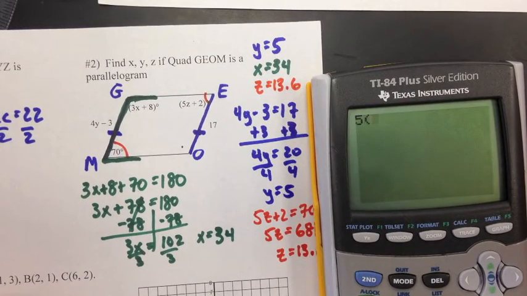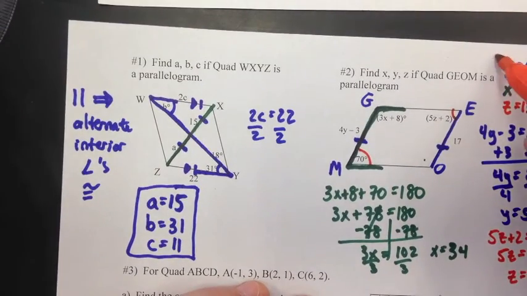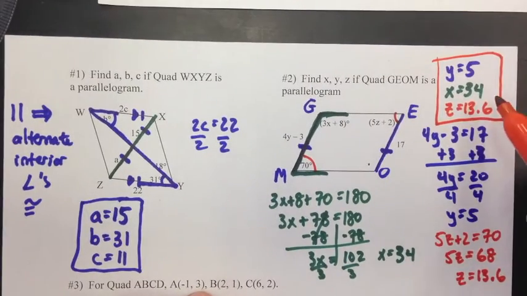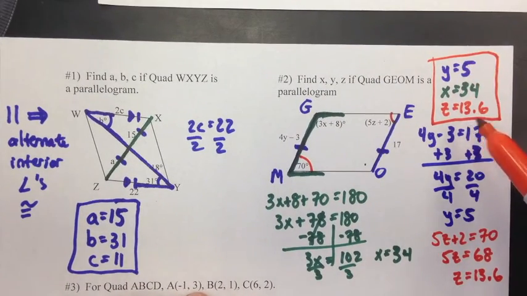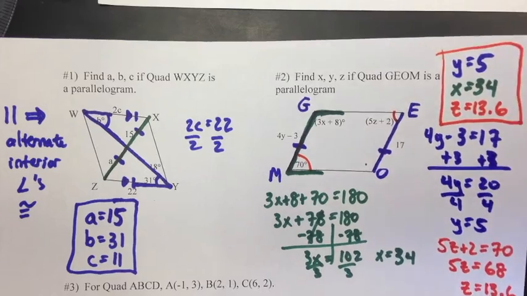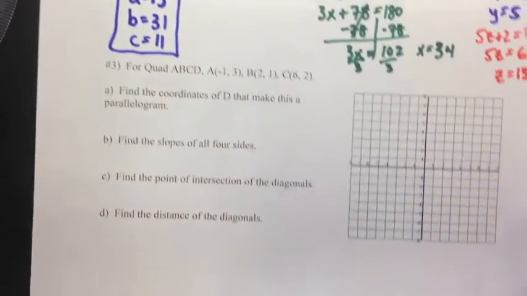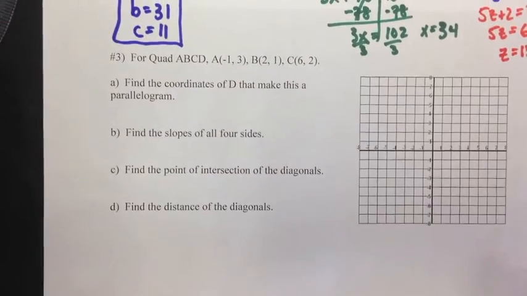5 times z plus 2 should give me 70, and it does. Okay, so that tells me my answer is right. So here we go. There's x, y, z. X is 34, y is 5, z is 13.6. Each problem here is using properties. What's congruent? What's supplementary? That's the question you have to ask yourself.